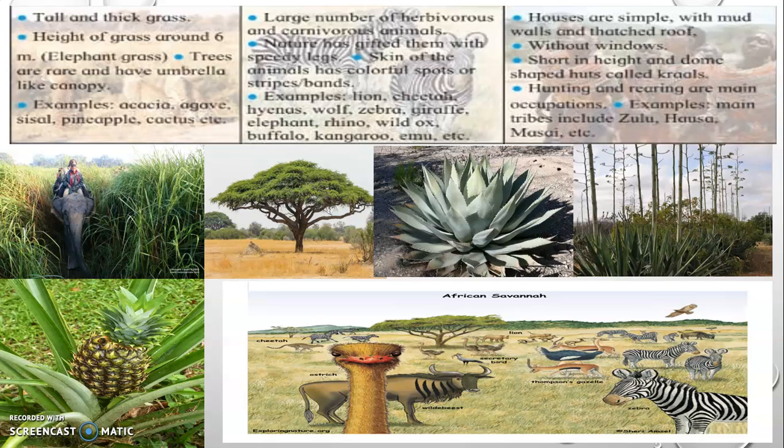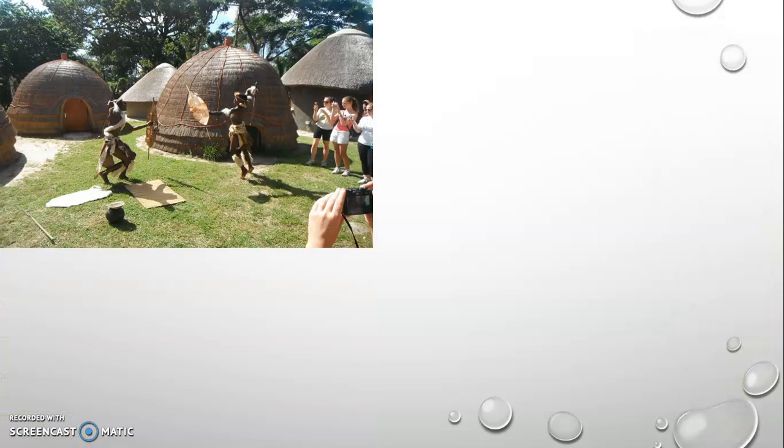These are the examples of the animals which are found here: lion, cheetah, hyena, wolf, zebra, giraffe, elephant, rhino, wild ox, buffalo, kangaroos, emu, etc. I hope you are clear with this. Yes. Moving ahead, the human life of the grassland, or the Sudan type, of people.